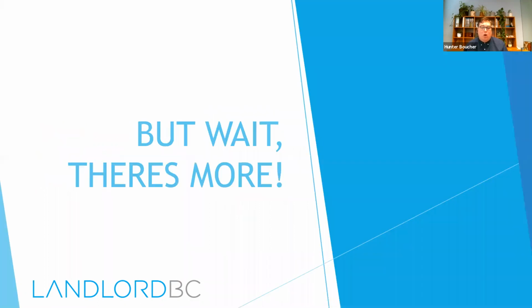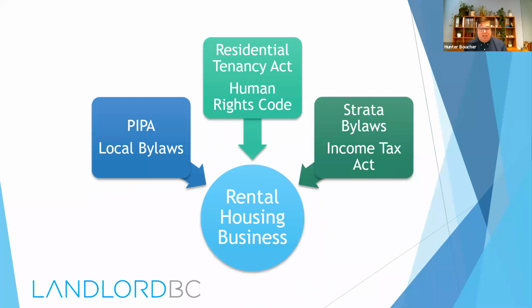So when we talk about this industry and running this business, we generally talk primarily about the Residential Tenancy Act. And that's for good reason. It's the primary piece of legislation that affects your rental housing business. But there are other pieces of legislation that affect this business. The Personal Information Protection Act, local bylaws, the Human Rights Code, strata bylaws, the Income Tax Act, and as I mentioned already, of course, the Residential Tenancy Act. And this is just to name a few. There are other pieces of legislation that affect this business as well.